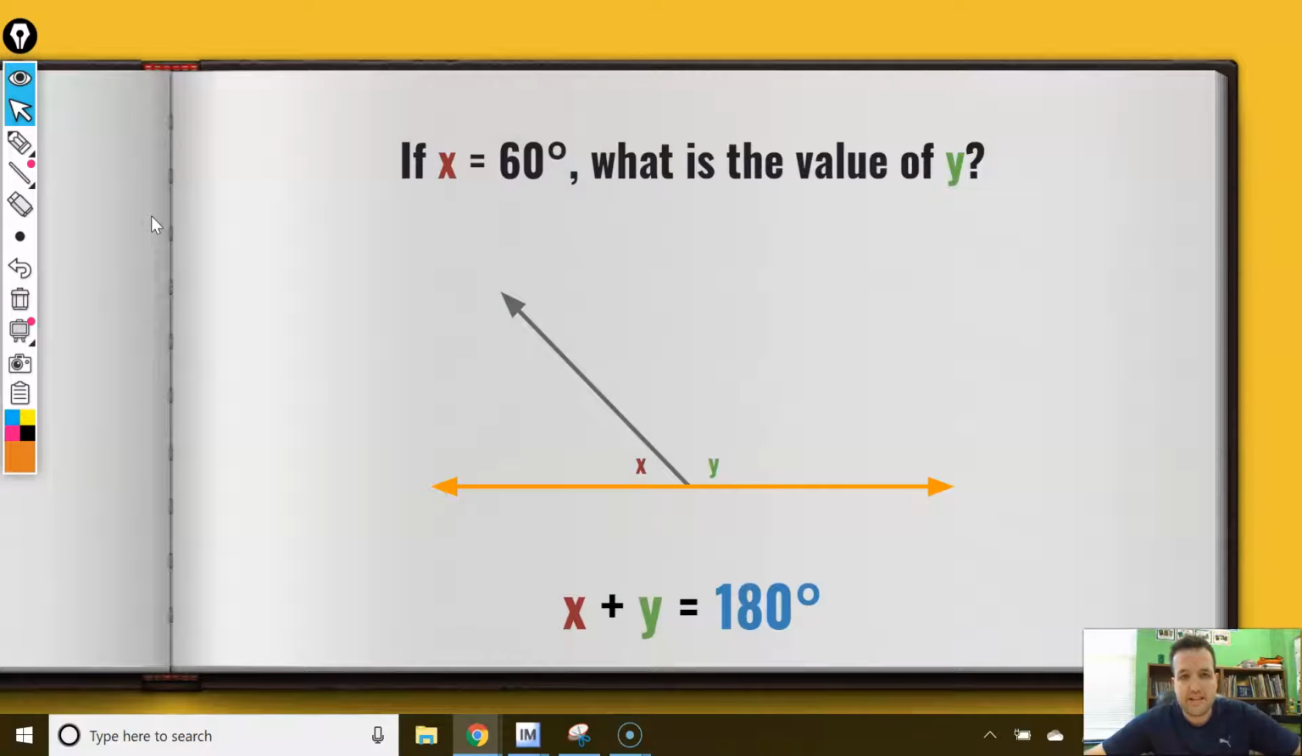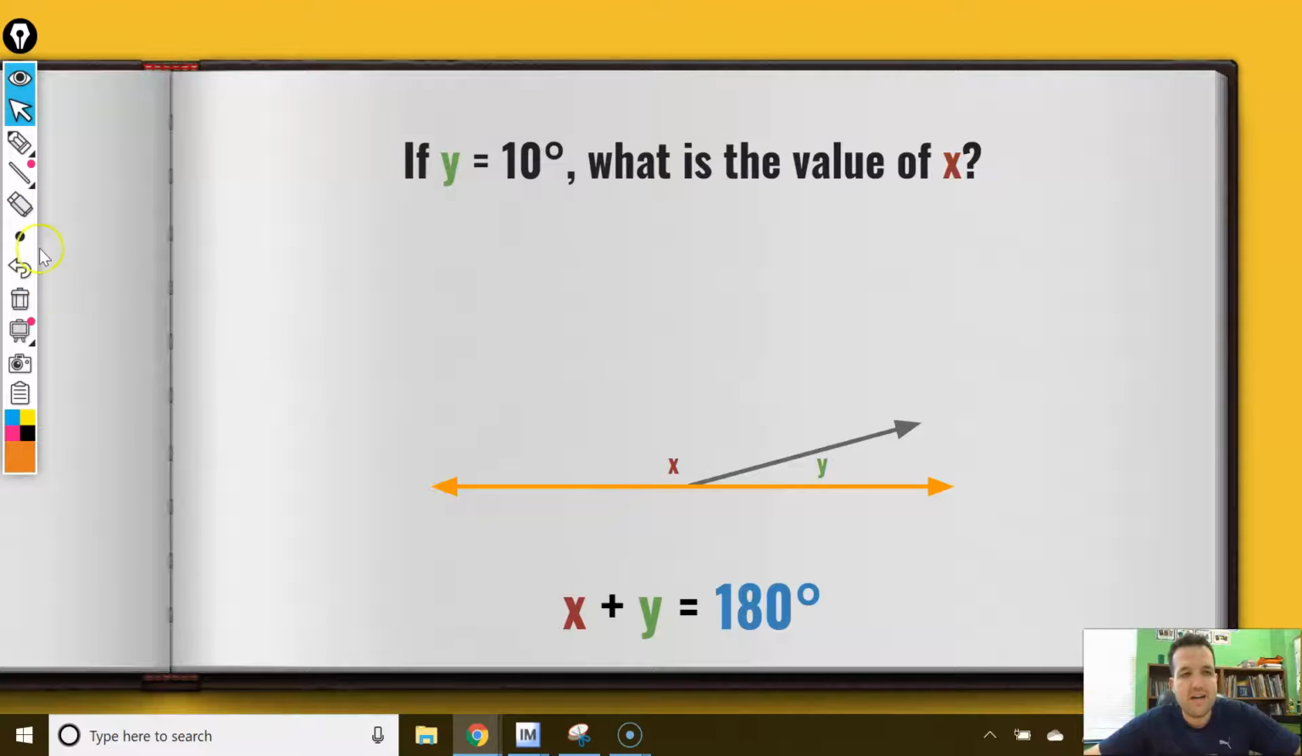Okay, x equals 60 degrees. What's the value of y? So if this is 60, what's this? Well, 60 plus y gives me 180. Therefore, y would have to be 120 because 60 plus 120 gives me 180.